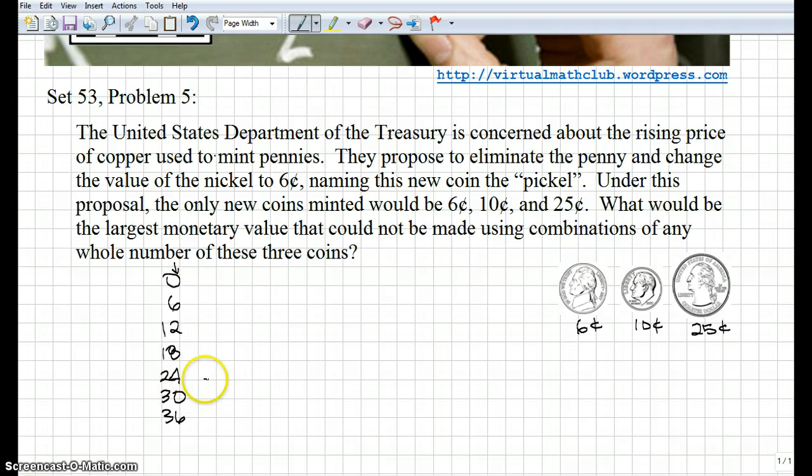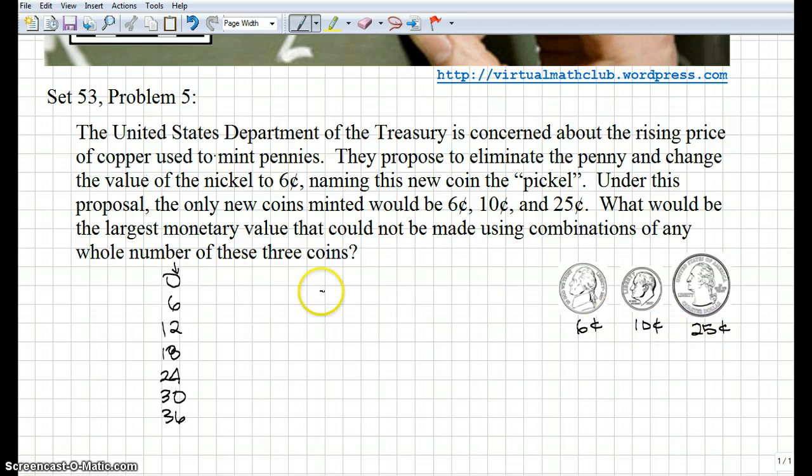And it makes sense because the 6 cents is an even number, so you can only get even numbers with something that's worth an even number. If you add even numbers and even numbers, you can only get even numbers. And if we were to use this 10-cent coin, the dime, again, you're only going to get even numbers, because it's not going to change the units digit of any of these numbers. So let's take a look at what happens when we add 25 cents. That's the only way that we're going to get any odd numbers, is to add an odd number.